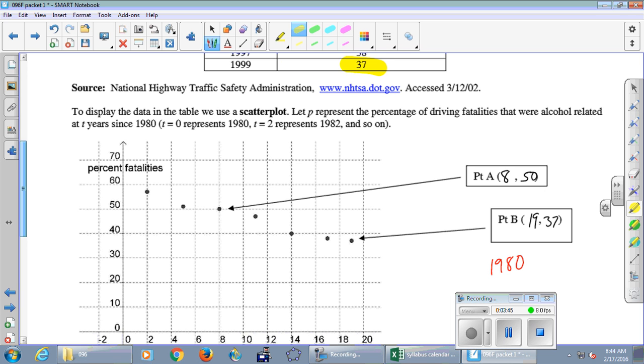So I'm going to highlight that row and that point. They both represent the same thing, and in fact, every point in the picture represents one of the rows in the table. Okay, it's just a different way to represent the table.